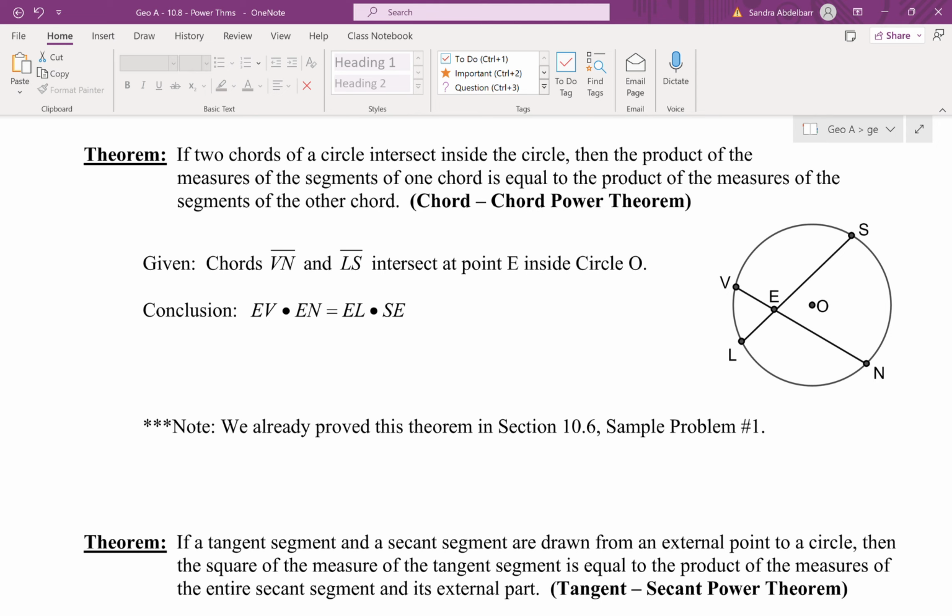Like, remember, if it was inside the circle, it was a chord-chord angle. If it was outside the circle, it could be a secant-secant angle or secant-tangent angle. We had the inscribed angle if it was on the rim of the circle. And in that section, we really weren't too concerned with the names of the angles. We were more concerned with the location of its vertex. So it all came down to inside, outside, on. Okay, well, now we're going to be a little bit more concerned with the names.